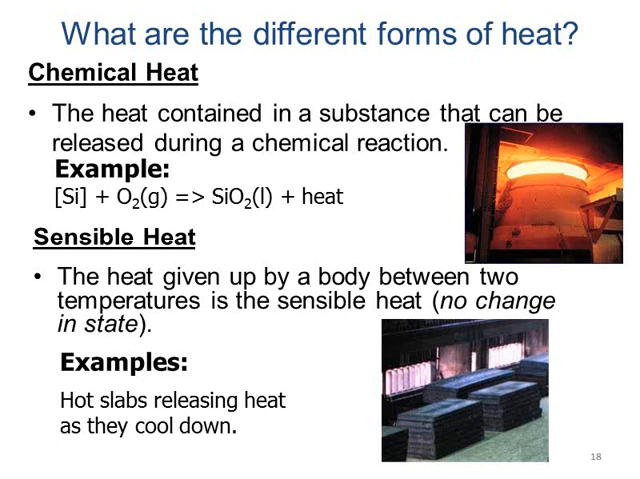So what are the different forms of heat? Well, for the scope of this course and this program, there are two main sources of heat that we're going to be talking about. There's chemical heat, where the heat contained in a substance can be released during a chemical reaction, such as the oxidation of silicon. And there's sensible heat, where heat is given up by a body between two temperatures. There's no change in state. Heat travels from hot to cold, as you can see in this diagram, the hot slabs.